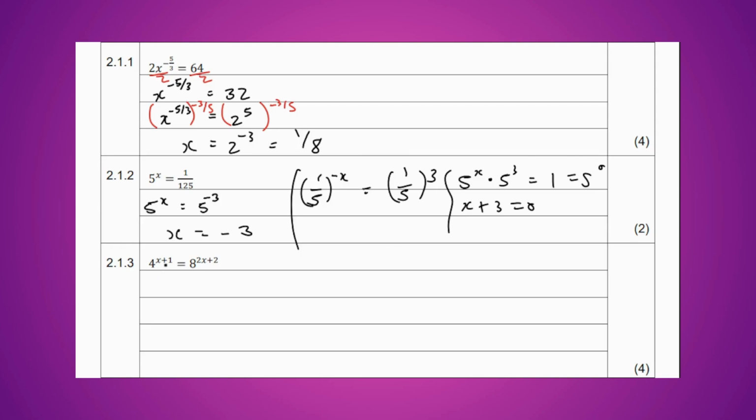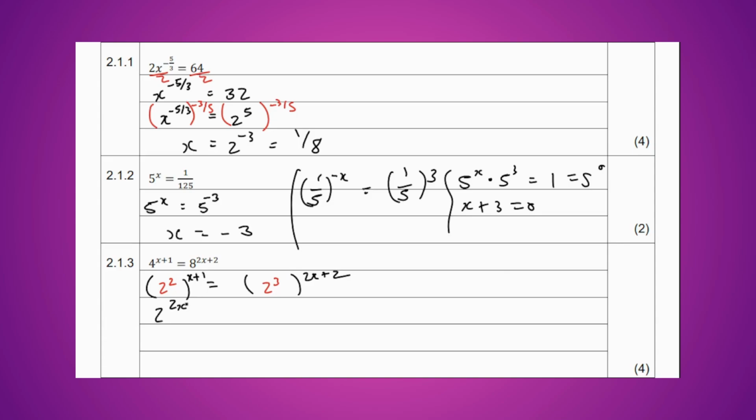So our answer is negative 3. Now it starts to become a little bit more tricky. We have one term and one term, and both of them have x's in the exponent, so we need to get them to have the same base. Change the base to 2. Okay? We usually work with prime bases. 4 is 2 squared. 8 is 2 to the power 3.